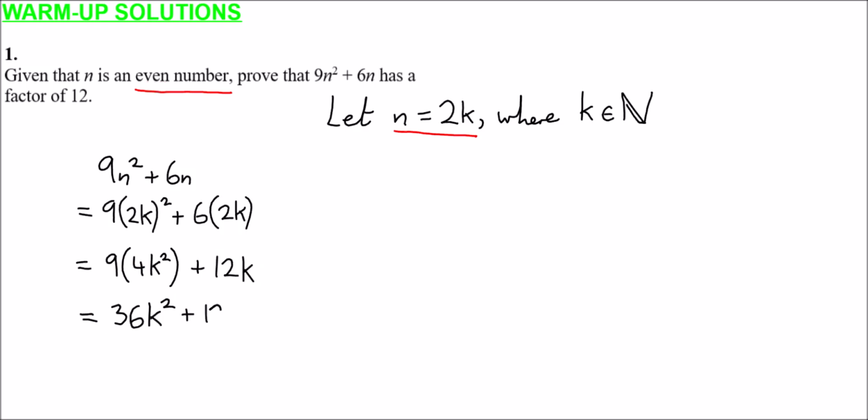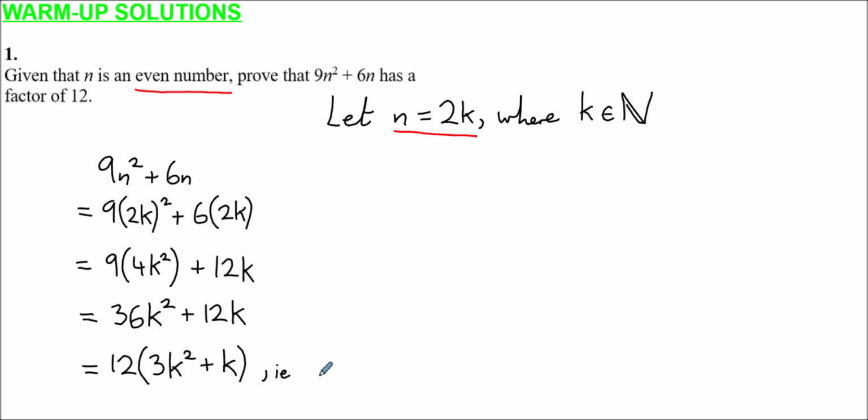plus 12k as before, and 36 and 12 have a common factor of 12, so we can factorise out the 12 here. We could actually factorise out the k, but we need to just emphasise that the factor of 12 is the one we're after. So we can say it's 12 lots of 3k squared plus k. So because we can literally factorise out the 12, this is the same as saying that 12 is a factor of this expression.